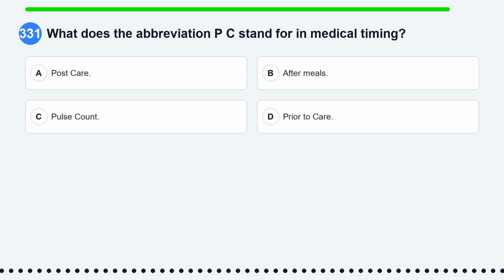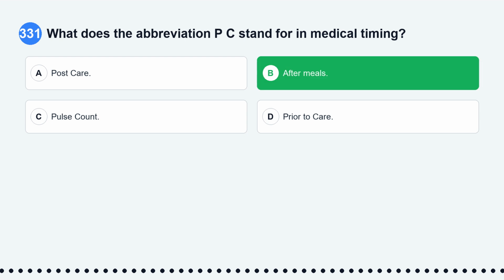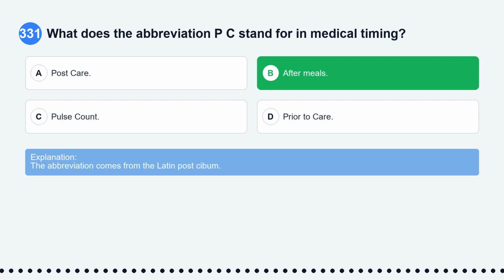Question 331. What does the abbreviation PC stand for in medical timing? Option A, post-care. Option B, after meals. Option C, pulse count. Option D, prior to care. The correct answer is option B, after meals. The abbreviation comes from the Latin post cibum.